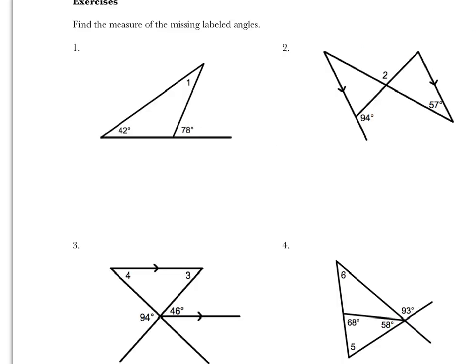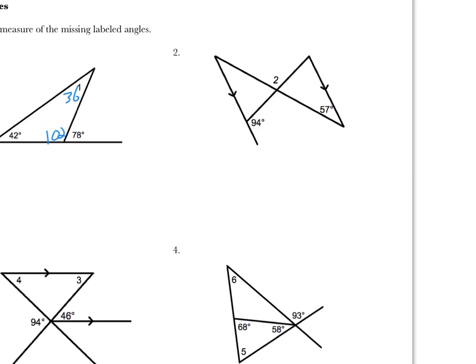Taking a look at the first one, a couple different ways to go here. Looking at the linear pair, we know this angle is equal to 102. Subtracting 42 and 102 from 180, we get 36. Or maybe you might remember a shorter way that the exterior angle is equal to the sum of the two remote interior angles. So if you remembered that, you didn't even have to find that 102.